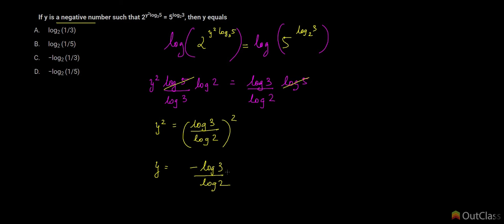Taking square root on both sides and taking the negative value, y is equal to minus log 3 by log 2, which is minus of log 3 to the base 2, which should become log 3 raised to minus 1 to the base 2, which is log 1 by 3 to the base 2. Option A.